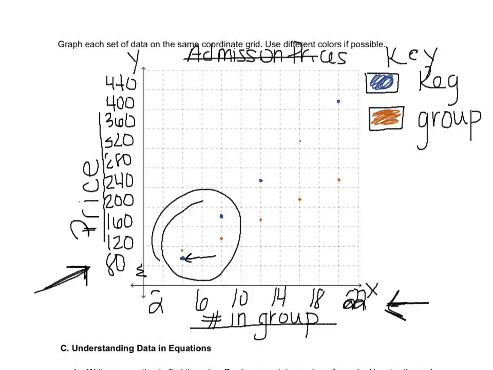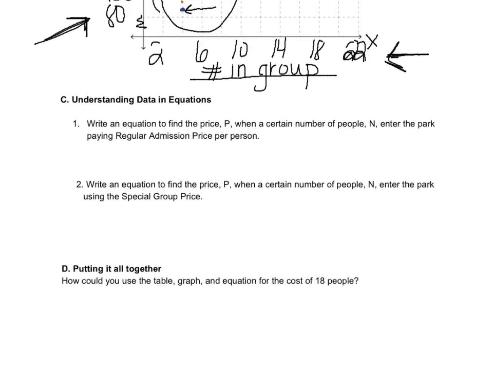All right, so let's take what we've done and now turn it into equations. So again, we're looking at these 3 different relationships: tables, graphs, and equations. So 3 ways of writing the same data.